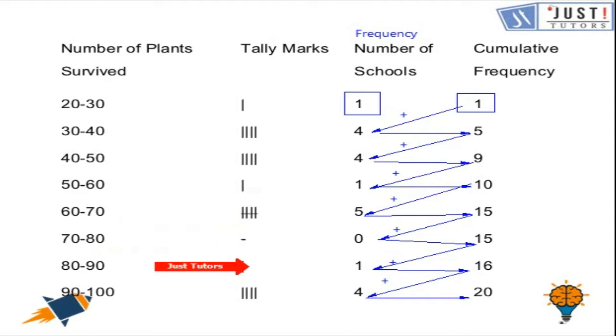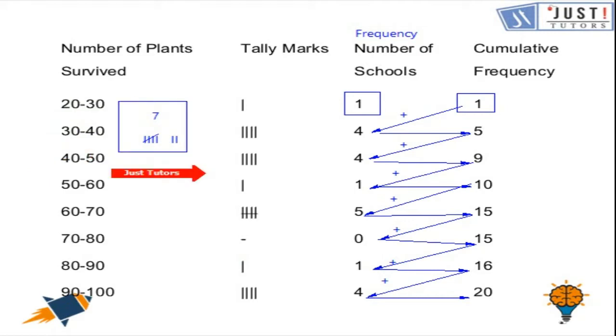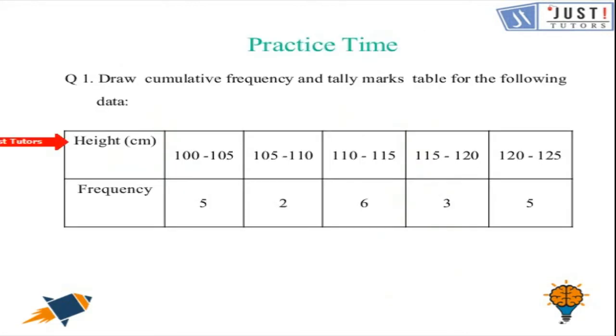Let's say you wanted to make a 7. What you can do is make 4 vertical lines and then a diagonal one. So this is 5, and then you can add another 2 to make that a 7. So this was all about tally marks and cumulative frequency. Let's move forward, and here is a question for you.